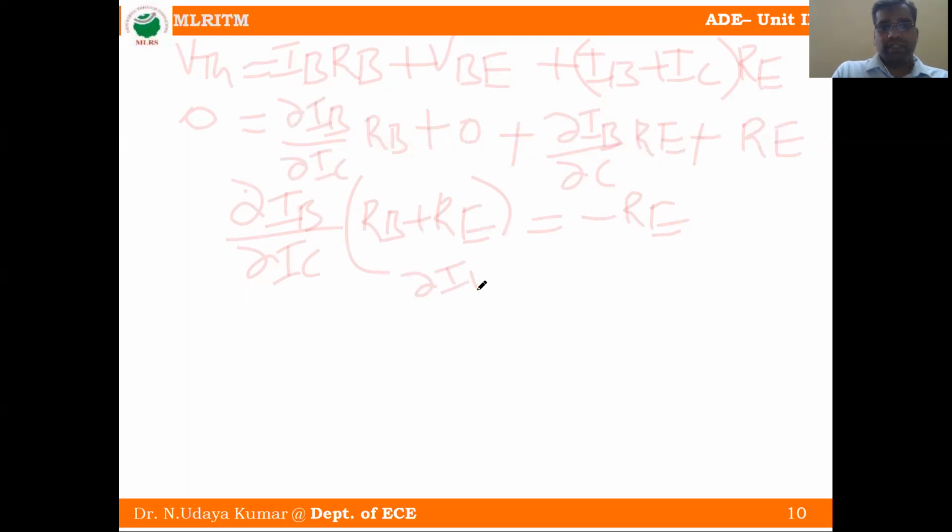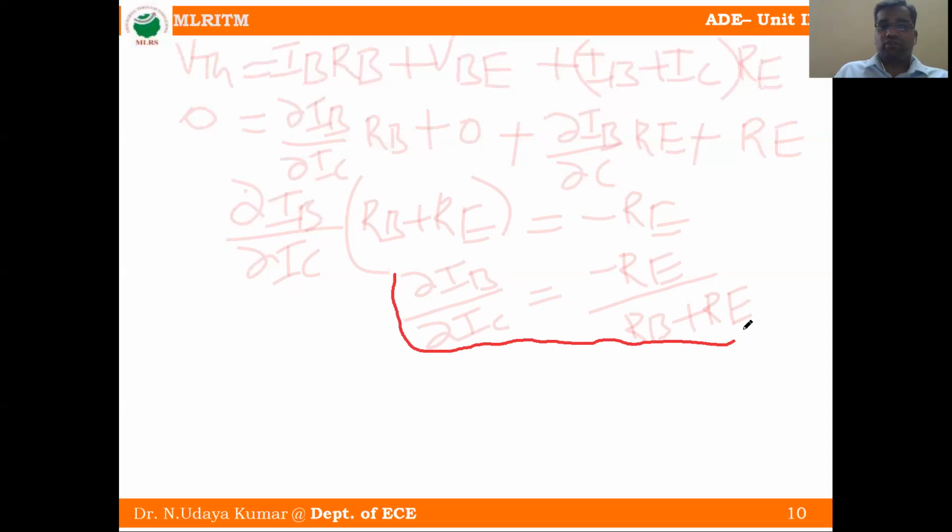So finally, what is dou IB by dou IC? Dou IB by dou IC is equal to minus RE by (RB plus RE). So this is the final equation. Okay.